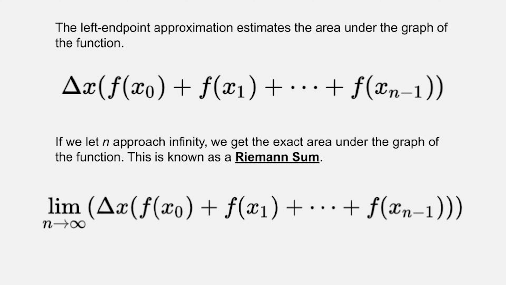And this formula here is known as a Riemann sum. If you were to compute this, this would get you the exact area that you're looking for. It's just the thing from above, but the limit as n approaches infinity is out in front.